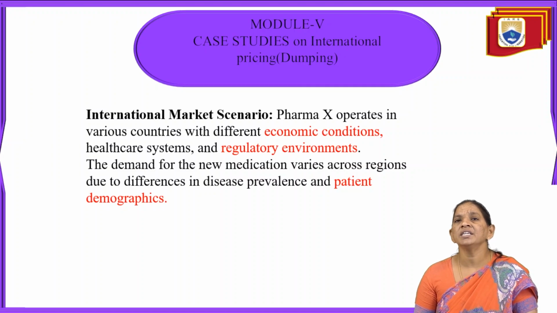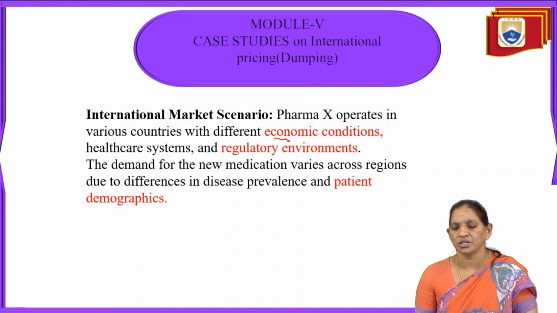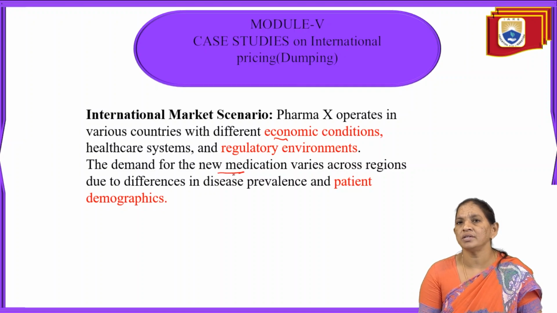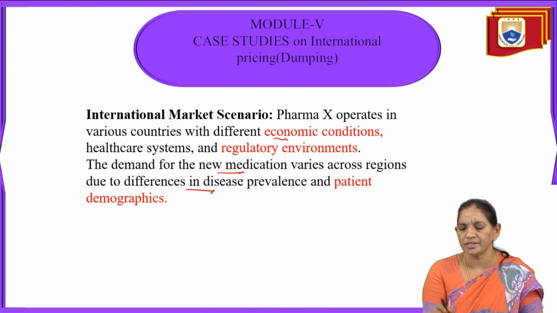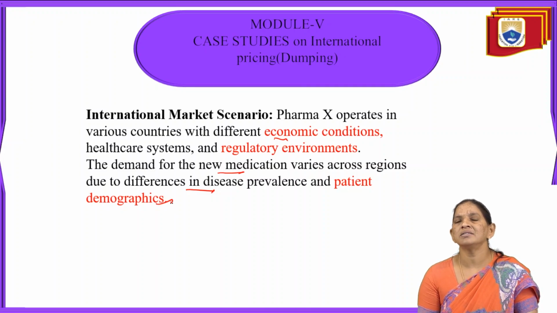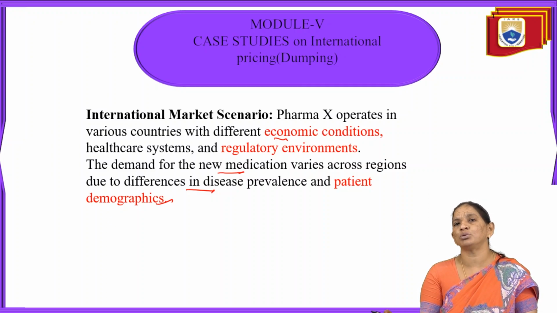So with this international market scenario, Pharma X is operating in different nations with different economic conditions, healthcare systems and regulatory environments. With these, the demand for the new medication varies across the regions. Means the requirement has been verified at the international level, and these differences reflect the prevalence and patient demographics. As a global company widely scattered by demography, they should identify the economic conditions of different nations and each country's regulatory environment and healthcare system.